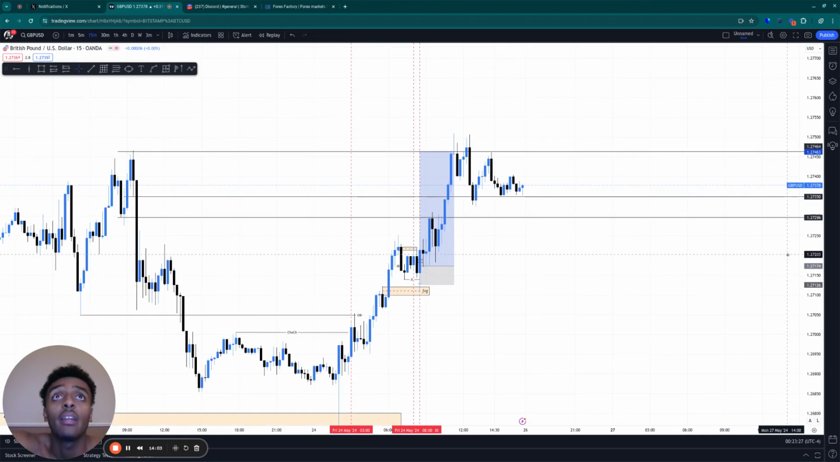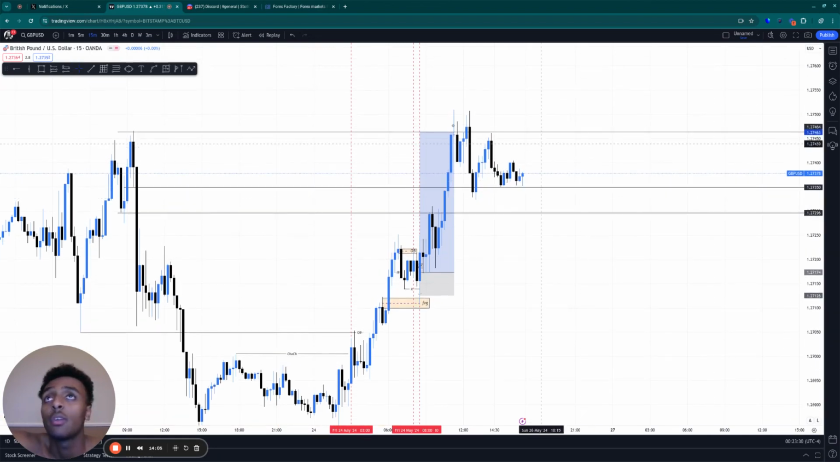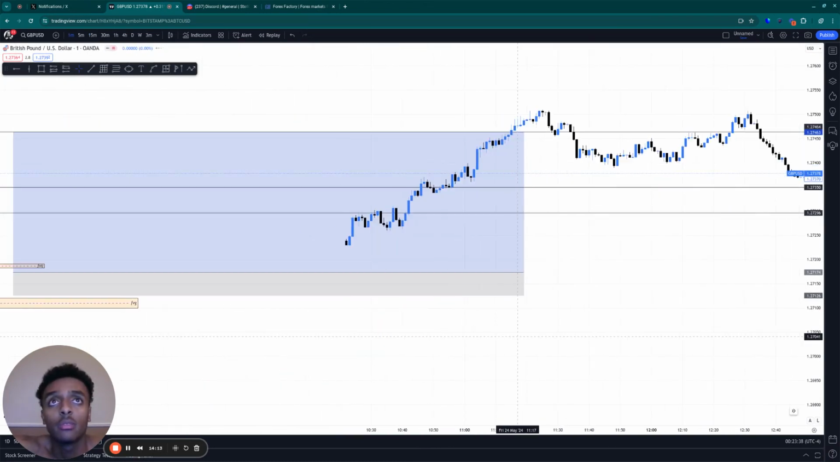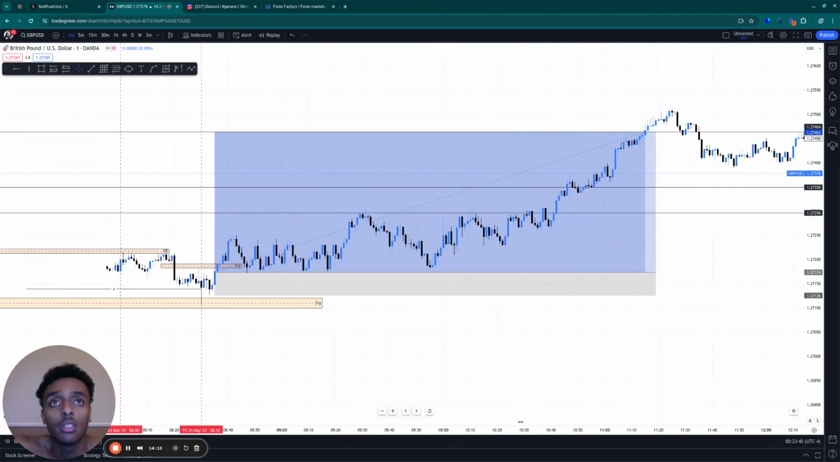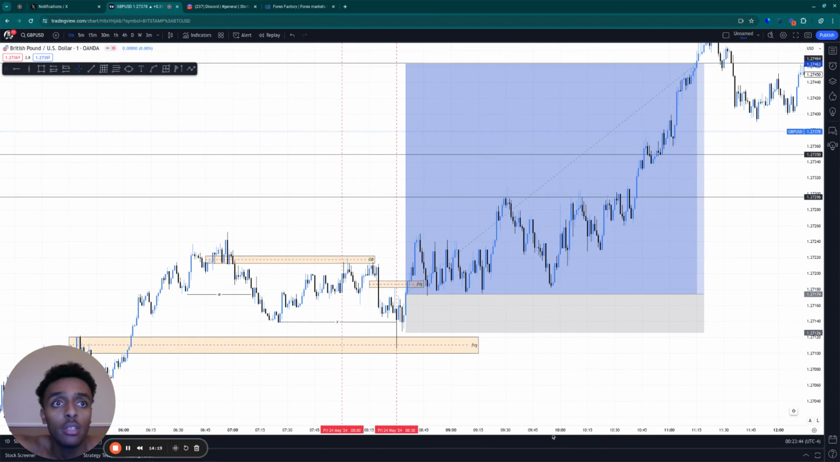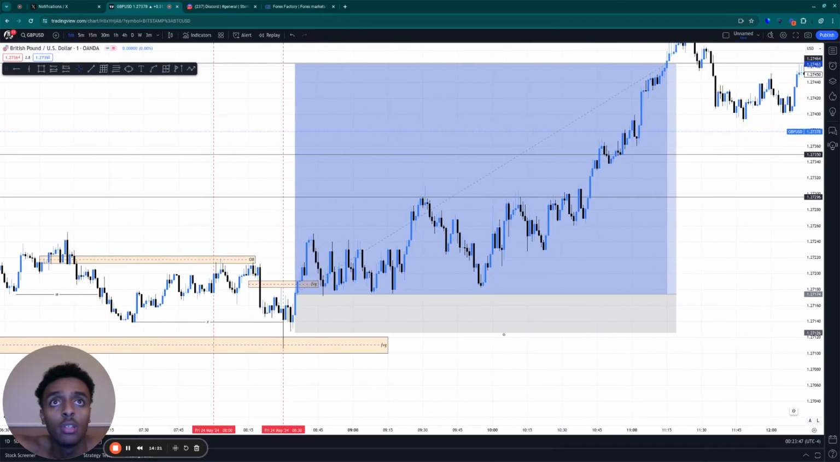I also had a higher target, but I told everyone in the Discord that I'll be closing out here considering that it was Friday and it was already 11. And this trade played out very, very well. As you can clearly tell, we hit a beautiful 1 to 3.5 today.